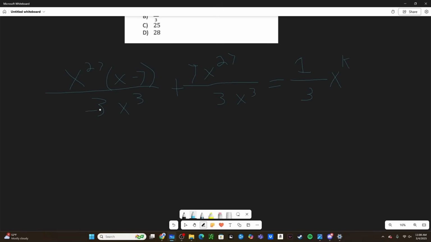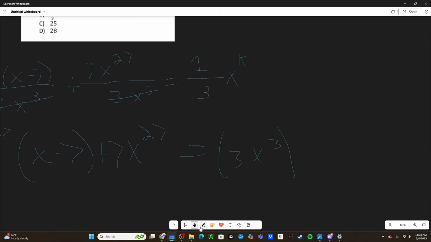And what that's going to do is on the left side of the equation, it's going to remove our denominators, and on the right side, it's just going to multiply, right? So on the left side, we have x to the power of 27 times x minus 7 plus 7x to the power of 27. And now it equals 3x cubed multiplied by what we originally had, which is 1/3 x to the power of k.